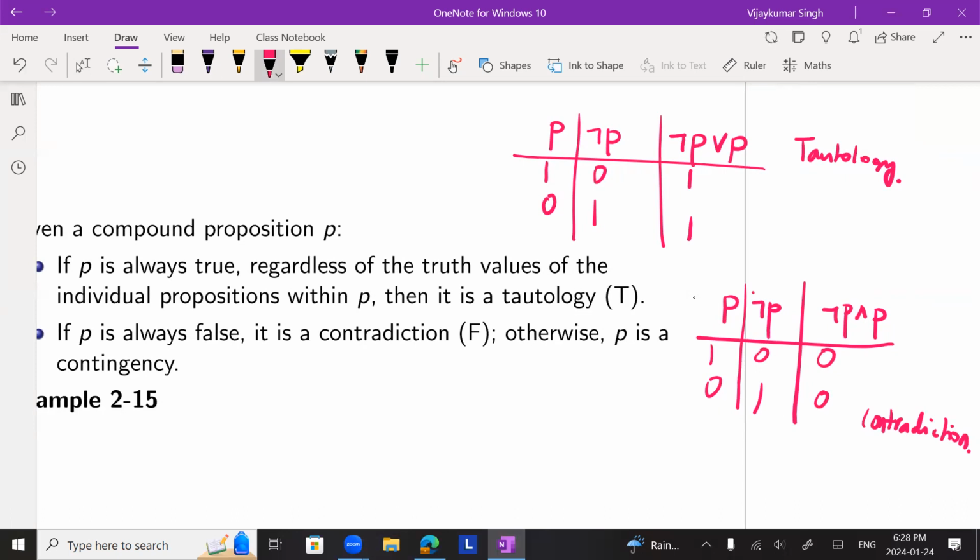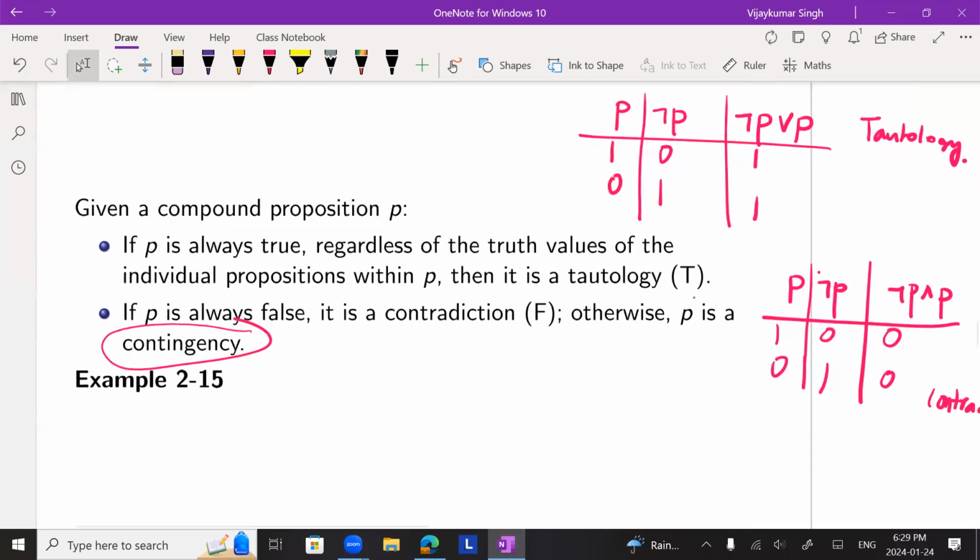And if a statement is not a contradiction or a tautology, then it's called a contingency. All the other statements you saw earlier, like P or Q, P and Q, are all contingencies. Because they're not always true and they're not always false. Contingency in some sense means that it depends. Whereas tautology is always true, no matter what. So far, good?